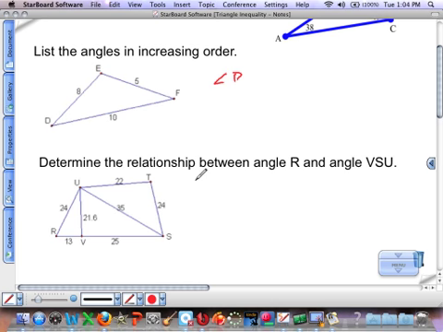Okay, what's your next smallest angle? Victoria? Angle F. And then finally, your largest angle? It's going to be angle E.